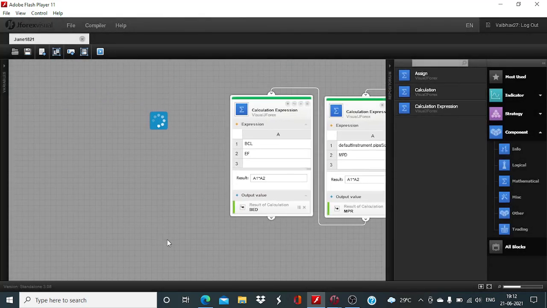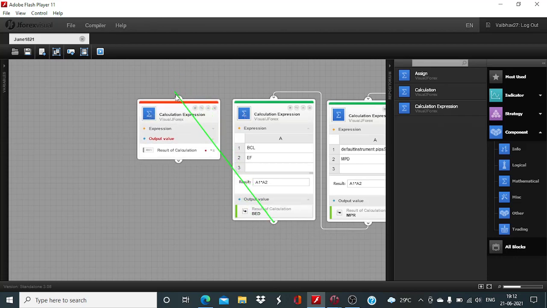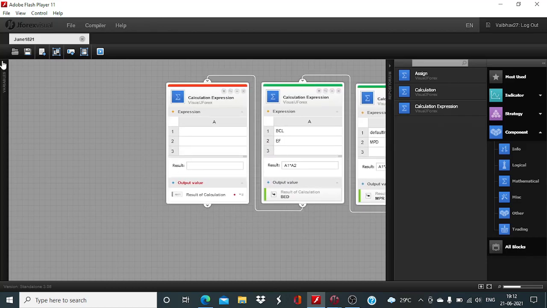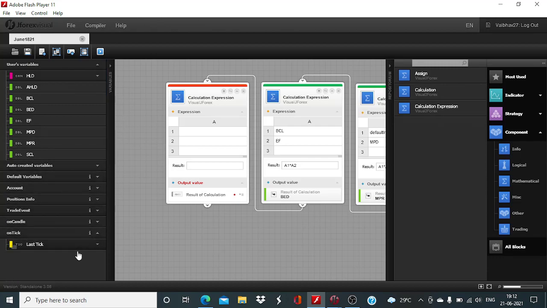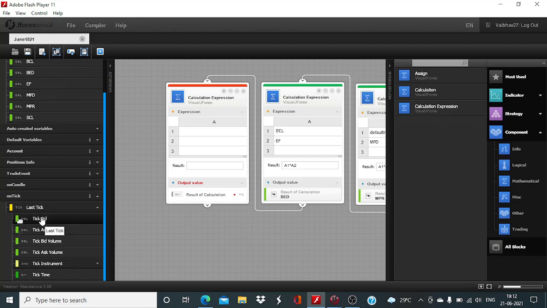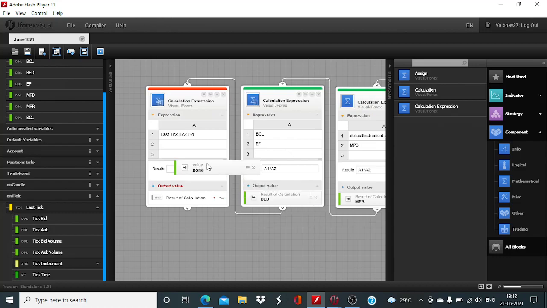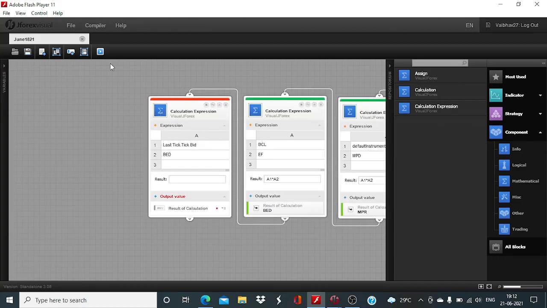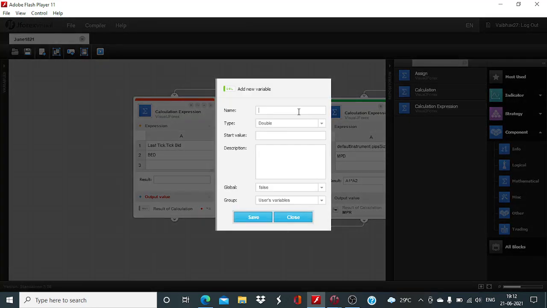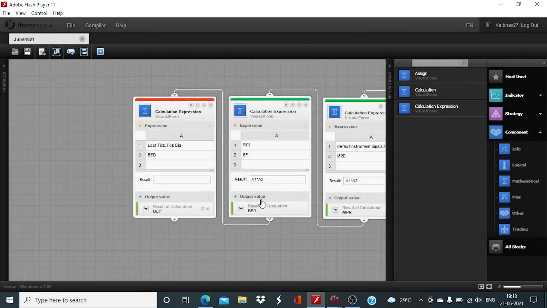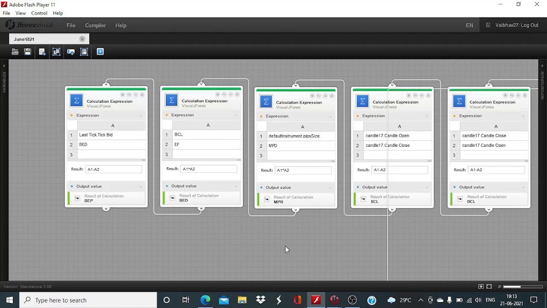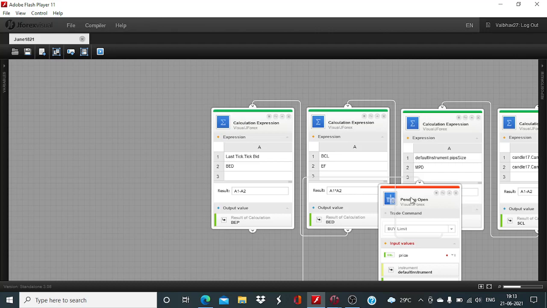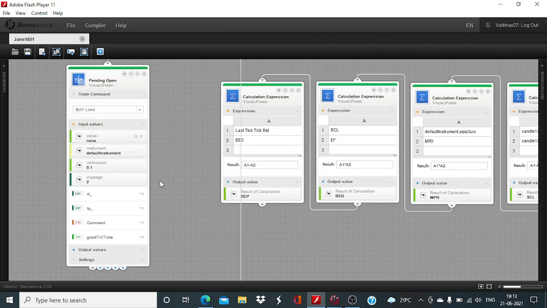New calculation expression block needs to be taken. Now whatever is the last tick price, we will consider last tick bid and deduct this output, and this is going to be our execution point, execution price. Oh, here I forgot. It should be A1 minus A2. Now let me put this output where it belongs. Okay, one variable is defined.